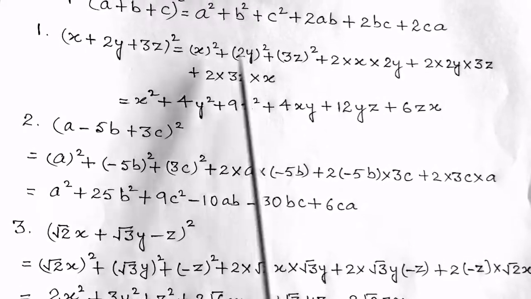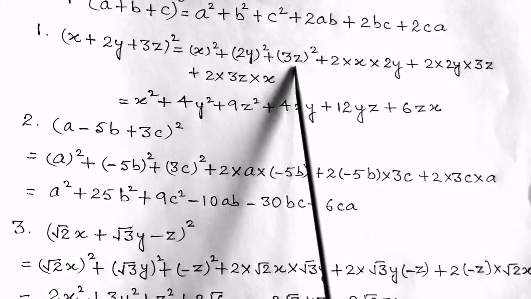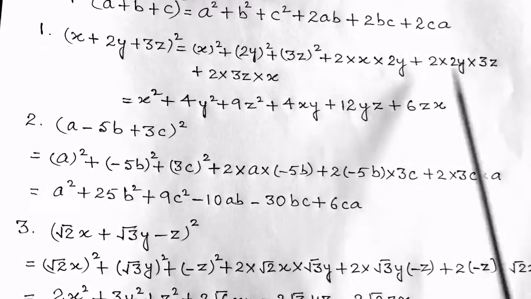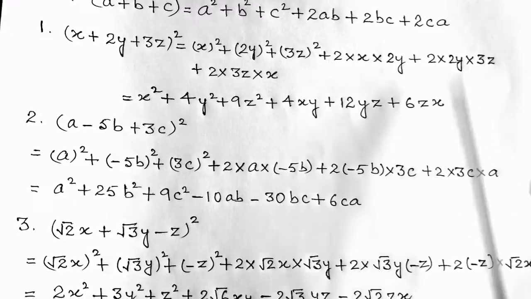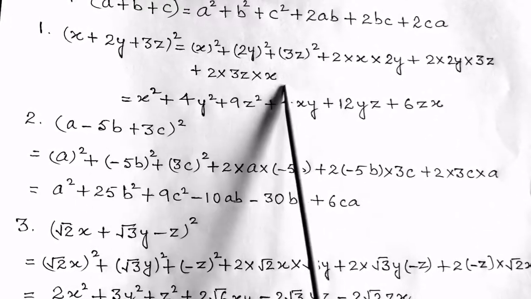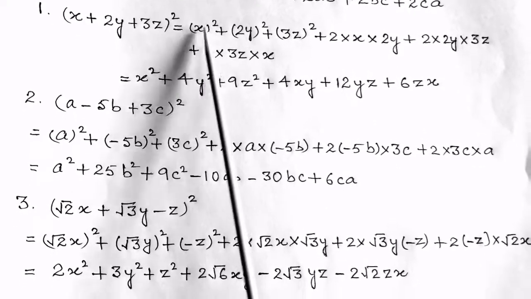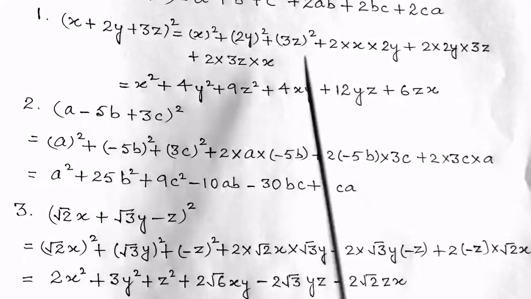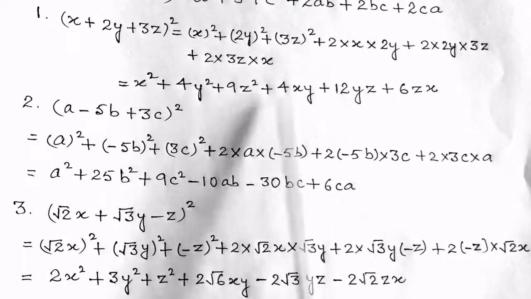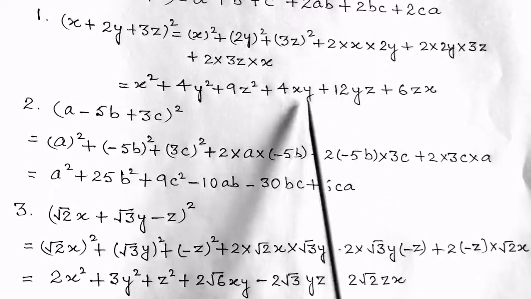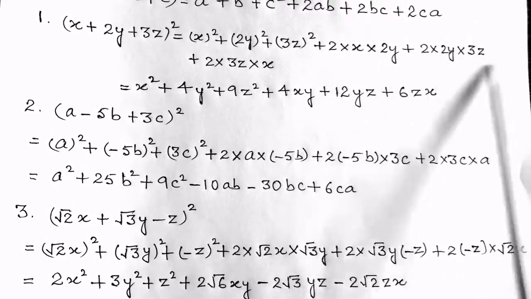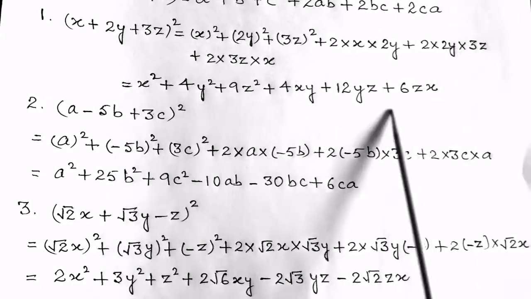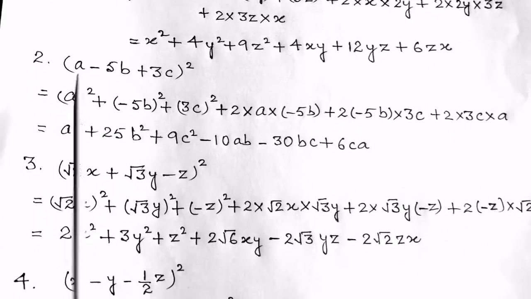So we have square of x plus square of 2y plus square of 3z plus 2 multiplied by x multiplied by 2y plus 2 into 2y into 3z plus 2 into 3z into x. So if we simplify these, square of x will be x square, square of 2y will be 4y square, square of 3z is 9z square plus 2 2s are 4xy, and here 2 2s are 4, 3s are 12yz, and plus 2 3s are 6zx or xz, right?